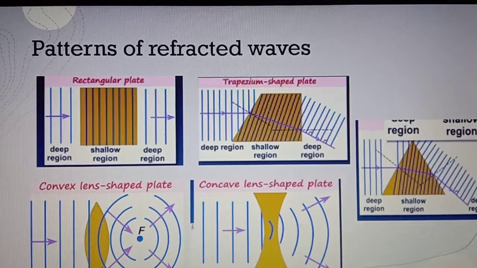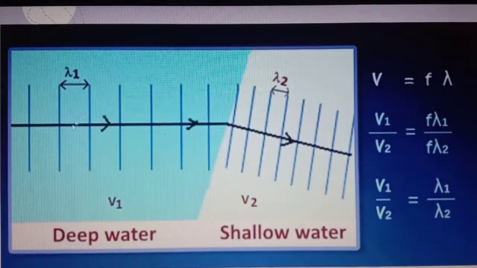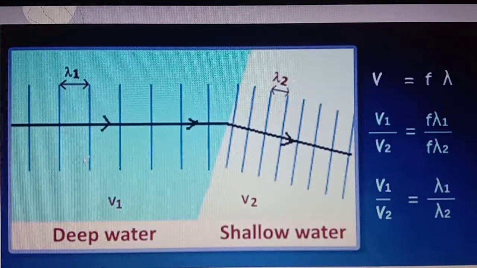What factor affects speed? Okay, if you discuss water waves, we just discuss the depth of water. If there is a change in depth, then only there is a change in the speed of the water wave. Okay, let's try to produce a formula so that we can answer calculation problems later.